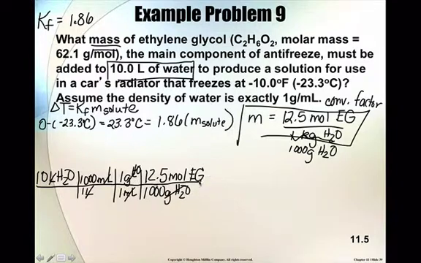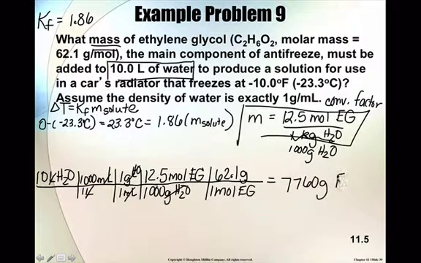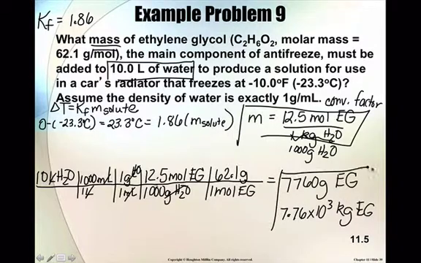Those will cancel. And then they want grams of ethylene glycol. So 1 mole of EG has a molar mass of 62.1. And that's it. I punch that into my calculator, and I end up with 7,760 grams. Quite a bit. Probably wanted to write that in scientific notation for kilograms because it's such a big value.